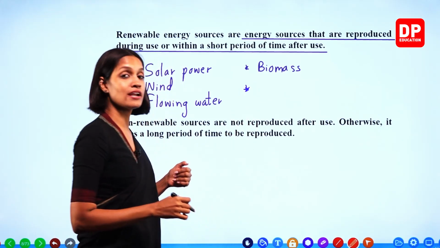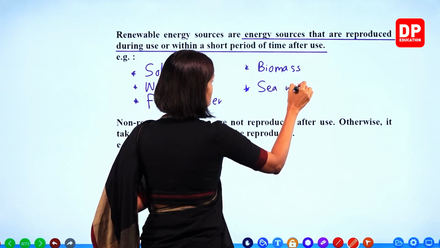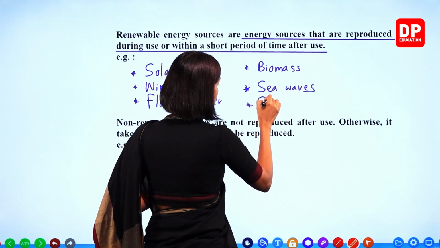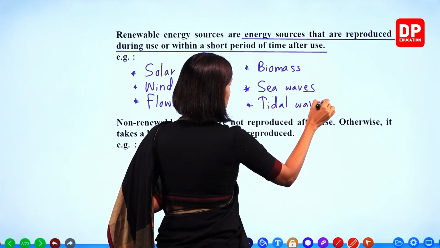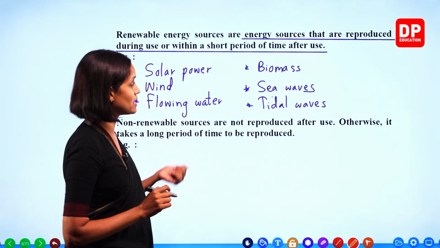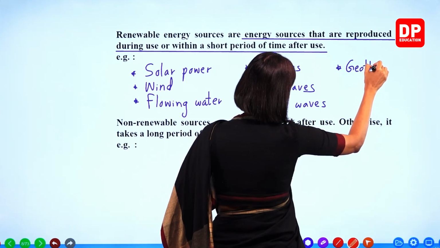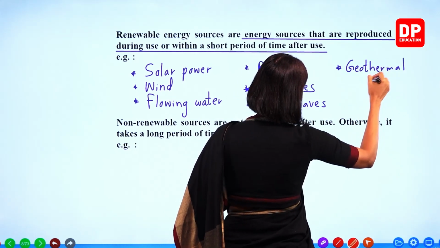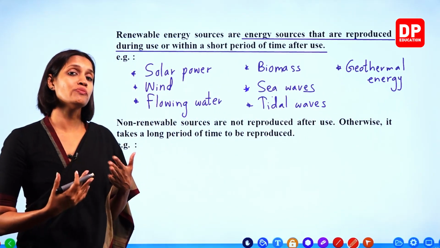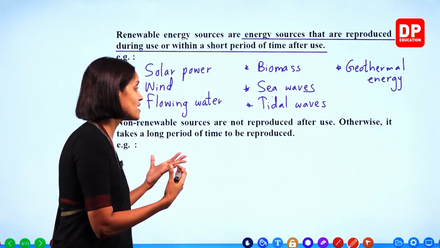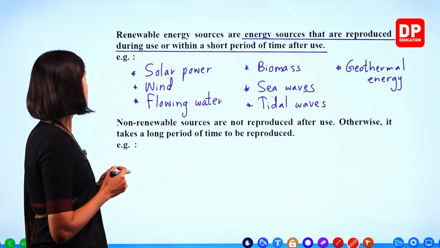What else, children? We can write sea waves, tidal waves. Right, children? Geothermal energy. They all are coming under renewable energy sources. They are always there, or within a very short period of time, they are reproduced. Right?